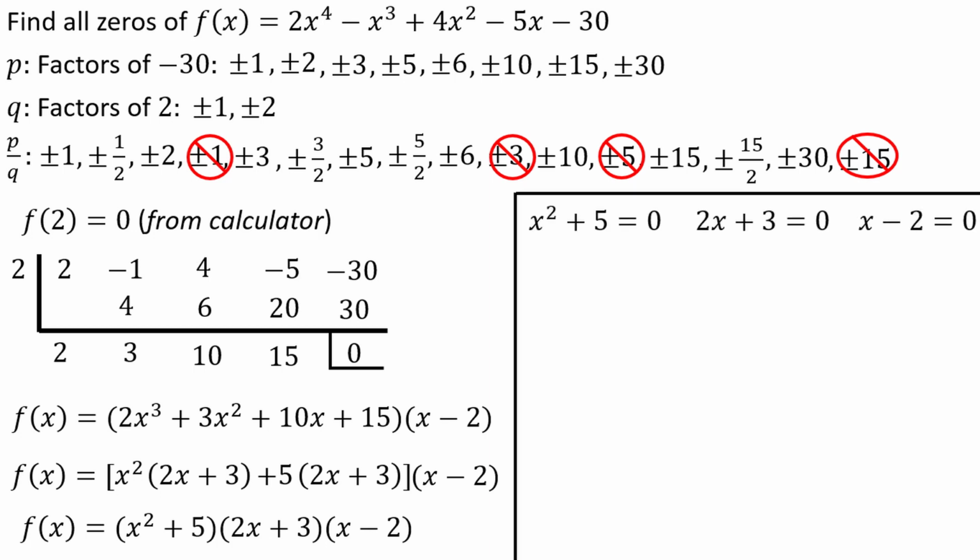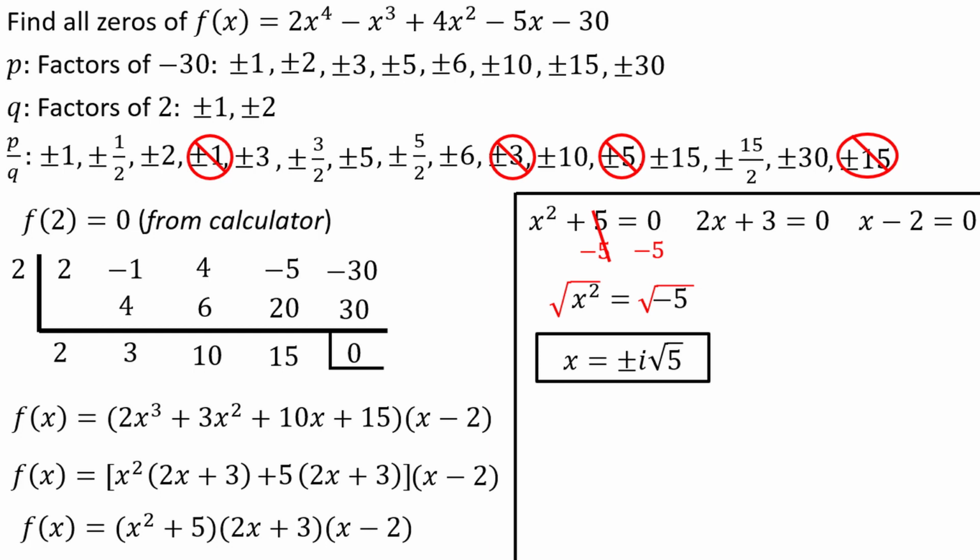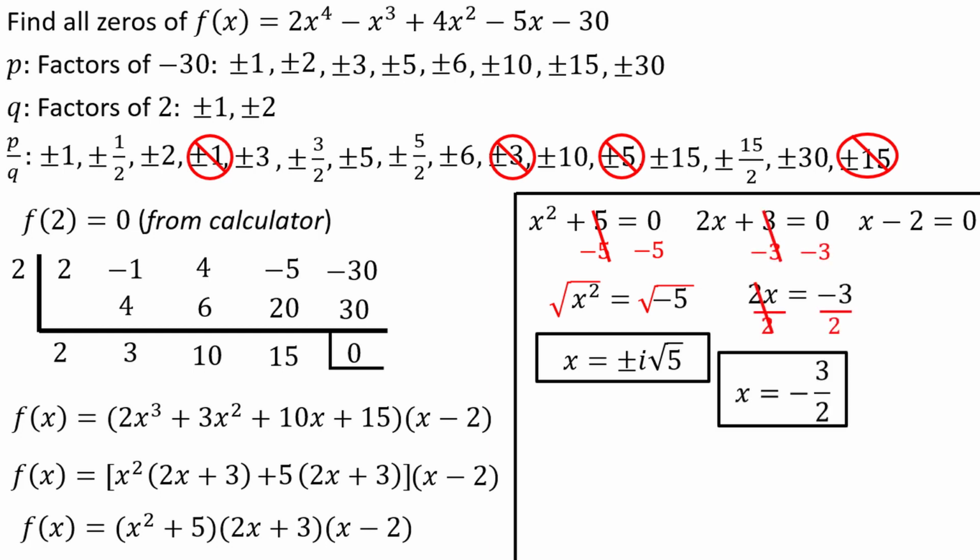We can set each part equal to 0 to find our zeros. The first part leaves us with x squared is equal to -5. Taking the square root, we have x is equal to plus or minus the square root of -5, which is the same thing as plus or minus i times the square root of 5, as the square root of -1 is the imaginary number i. For the second part, we can solve for x to get x is equal to -3 over 2.